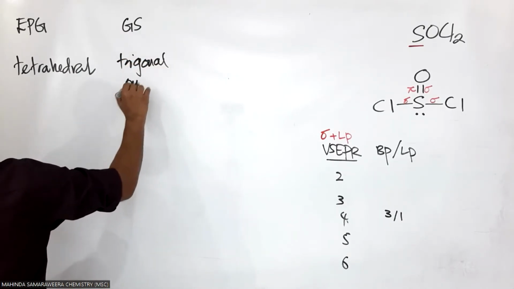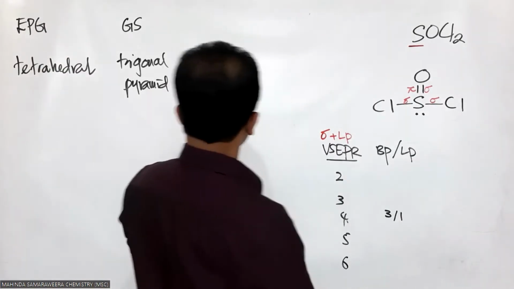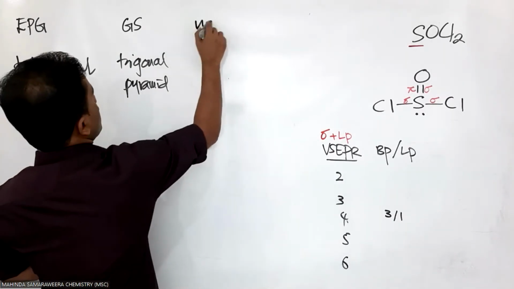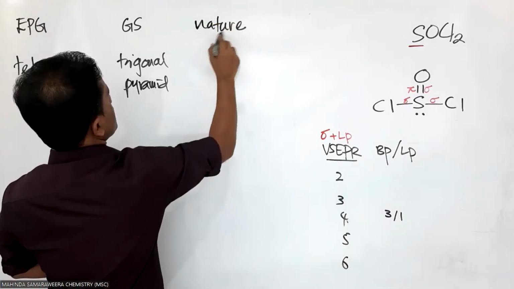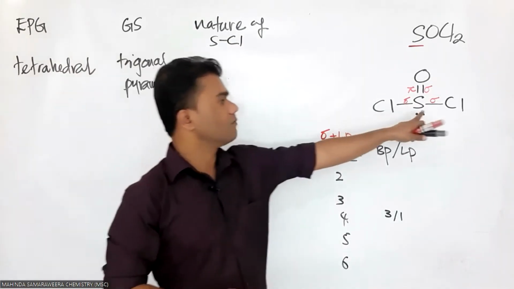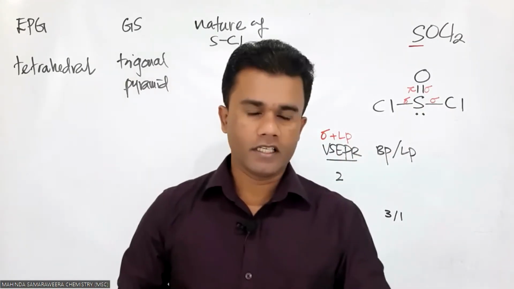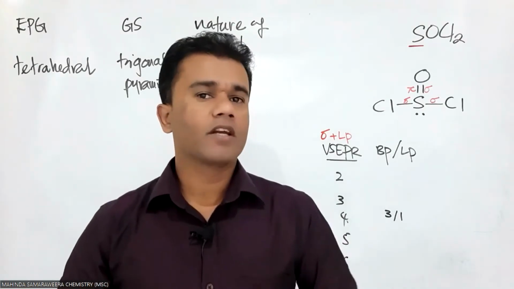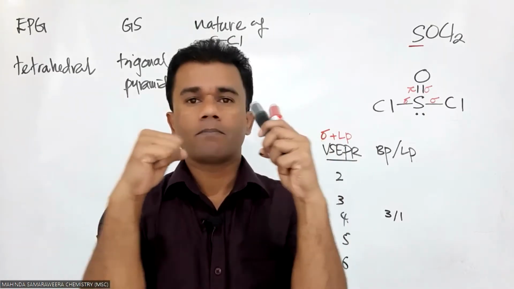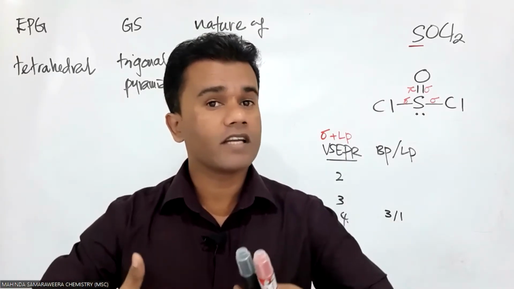Trigonal pyramid. That's according to the number of bonding pairs and lone pairs. Next, your question is to find out the nature of the S-Cl bond. We consider here this sigma bond, S and Cl, this one or this one, it doesn't matter. Since it's a sigma bond, there is overlapping between hybrid orbitals or atomic orbitals, and this overlapping should be linear overlapping. Only if you get a pi bond, that is where we have lateral overlapping. But a sigma bond should definitely be linear overlapping.